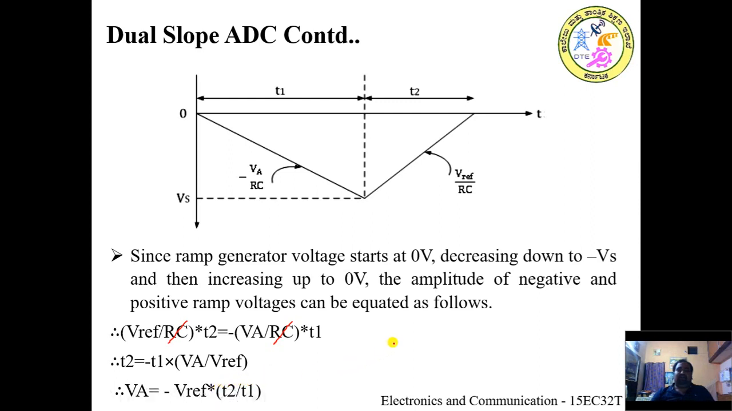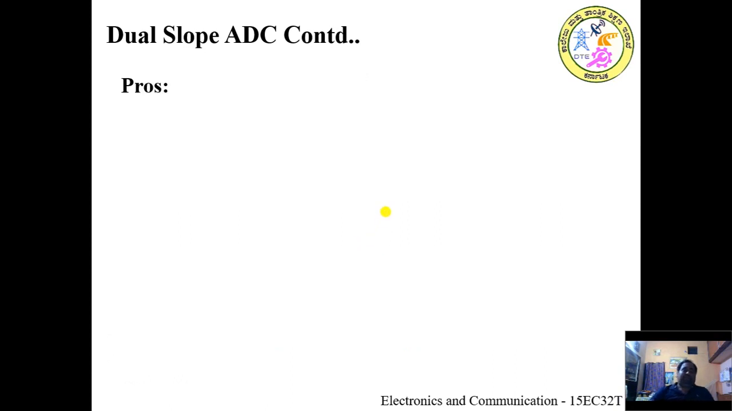The two terms which can be equated or which are proportional are VA and T2, which means the count value in the binary counter, which is nothing but T2, will be the digital equivalent of the unknown analog input voltage VA. This is how the dual slope ADC works. Next we shall see what are the pros and cons of dual slope ADC.